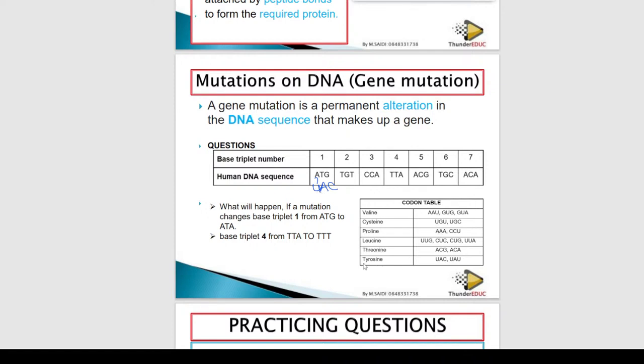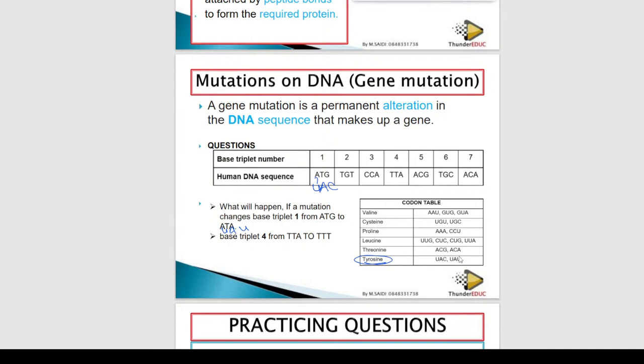UAC is tracing. Is this one. Now it has changed it to ATA. ATA. A goes with U. T goes with A goes with U. So it is UAU, which is still the same thing.